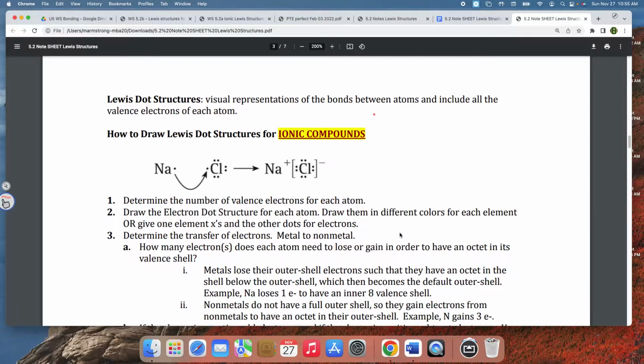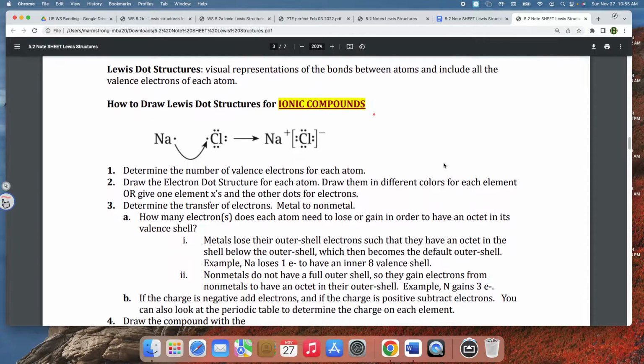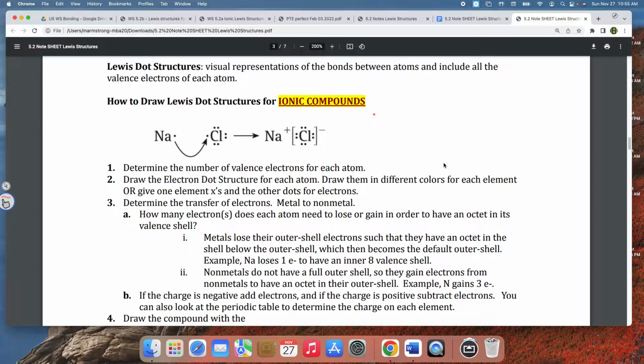So the Lewis dot structures are visual representations of the bonds between atoms, and include all the valence electrons of each atom. When you look in different places, you'll see these drawn in different ways, but this is how I consider them to be drawn. So you will have your metal. Remember, the metal is always first in an ionic compound, and then we'll have the nonmetal. And the metal transfers its valence electrons to the nonmetal. And sometimes you have multiples of each element such that it will equal out in how many electrons are transferred.